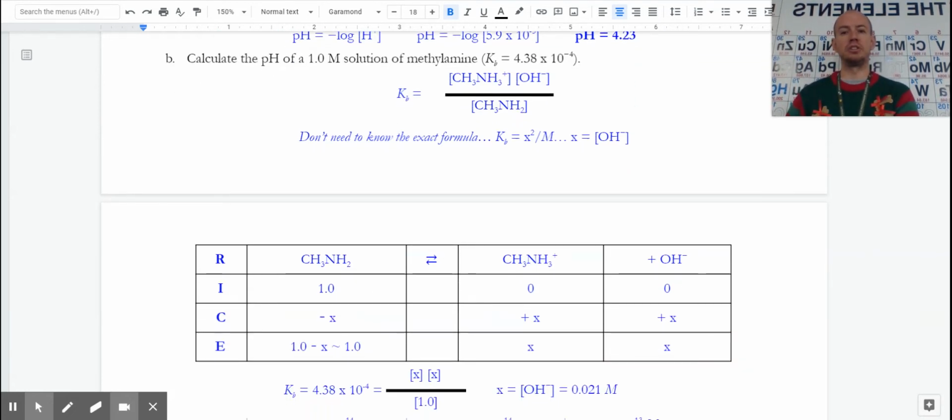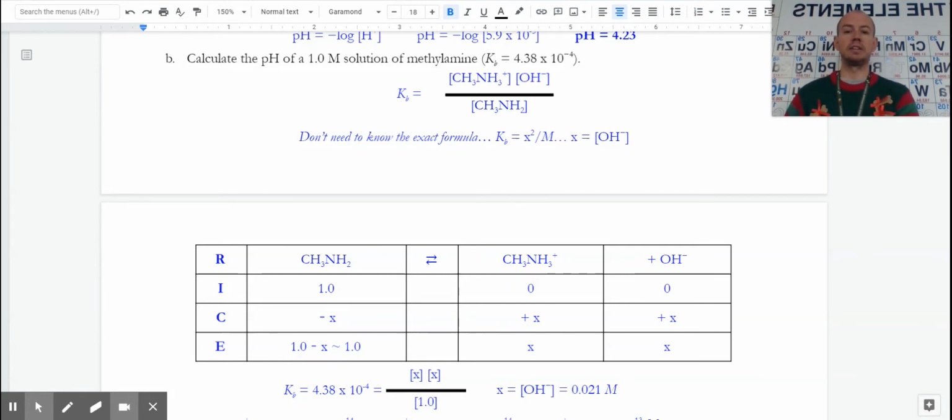We've got our base. It turns into the protonated base, or the base with the H plus, which then turns our water into the OH minus. So notice that this isn't totally balanced because I've left out the water molecule. But once again, that doesn't get included in our equilibrium expression, so that's okay.